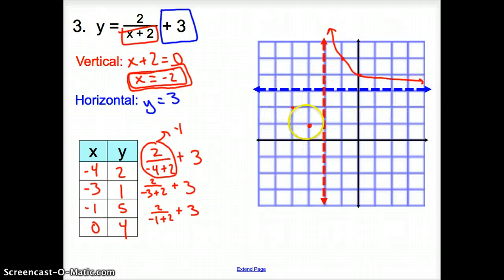Again, here are 2 points that we drew. Start by your vertical asymptote or your horizontal asymptote. Draw a curved line through those 2 points, and then end up by your asymptote, but not going through your asymptote. And there is the graph of y equals 2 over x plus 2, plus 3.